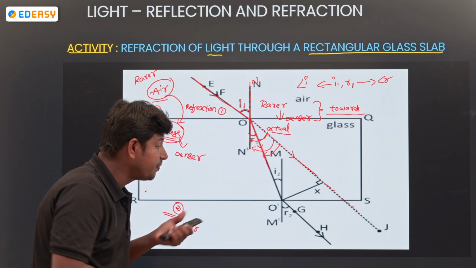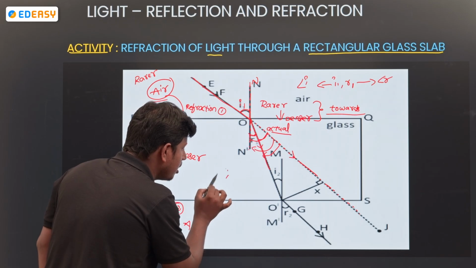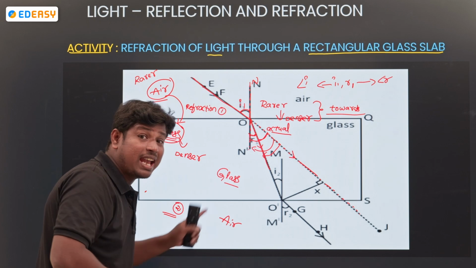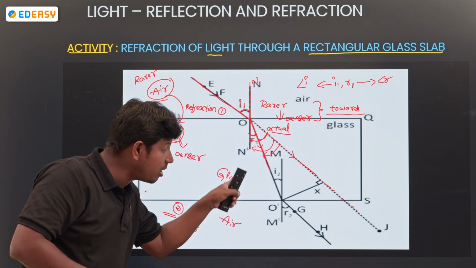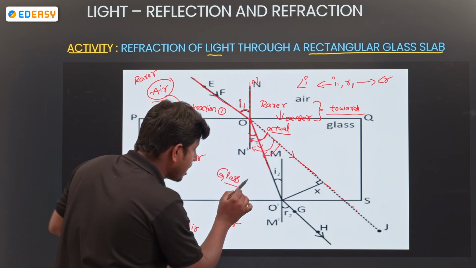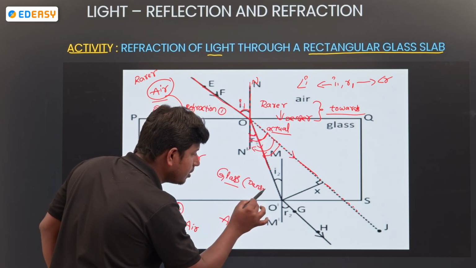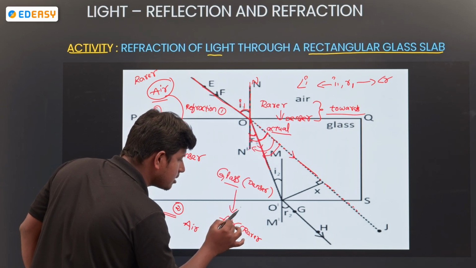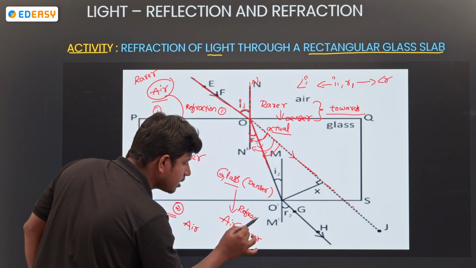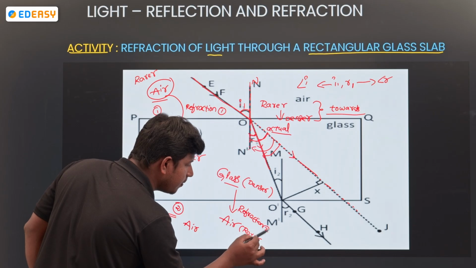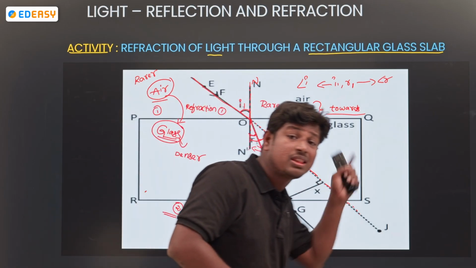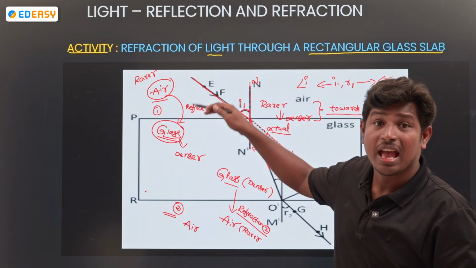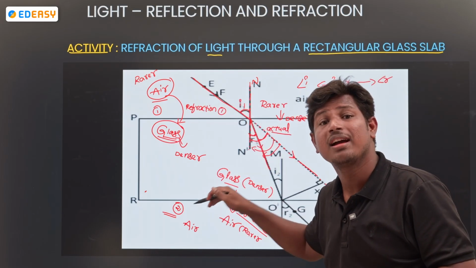In this case, glass slab to air. See what happened here? Glass is the denser medium, air is the rarer medium. So in this second case also refraction takes place. How many refractions take place here? Two refractions. Refraction 1 at the first surface, refraction 2 at the second surface. Refraction 1, air to glass. Refraction 2, glass to air.